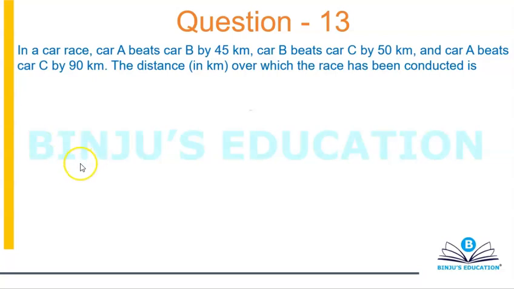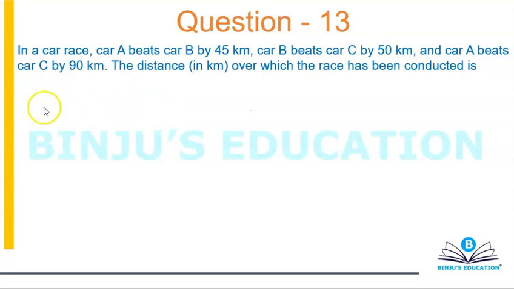Okay, let's see what we can do with this one. In a car race, car A beats car B by 45 kilometers. Car B beats car C by 50. And car A beats car C by 90 kilometers. The distance in kilometers over which the race has been conducted is?